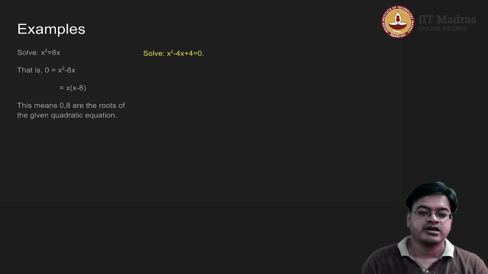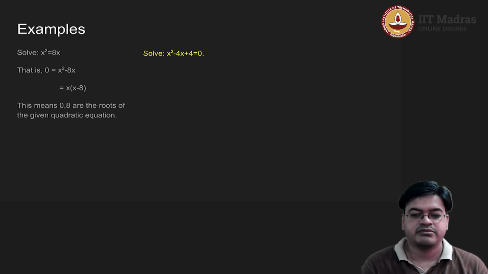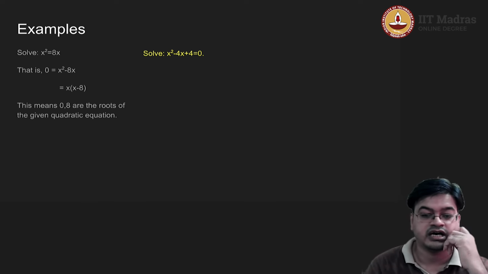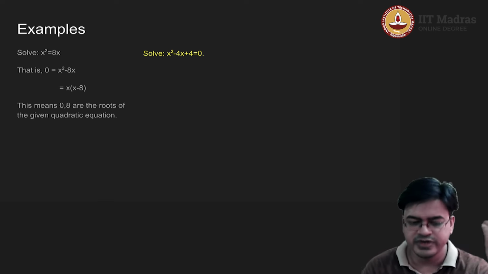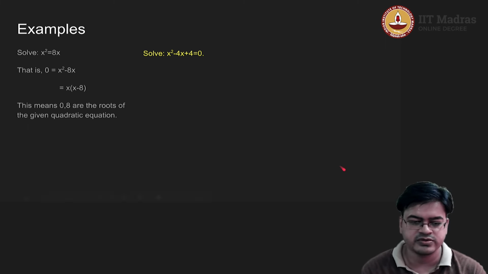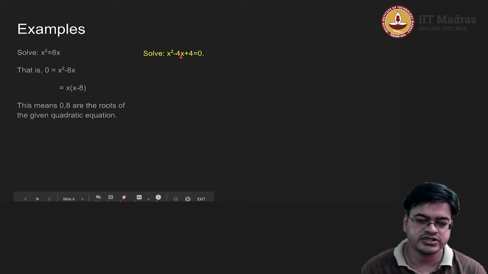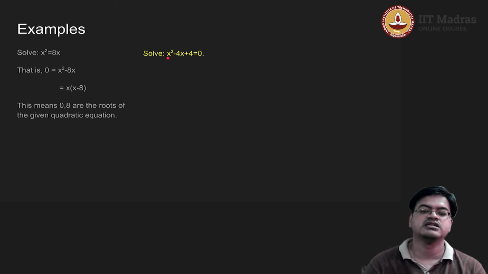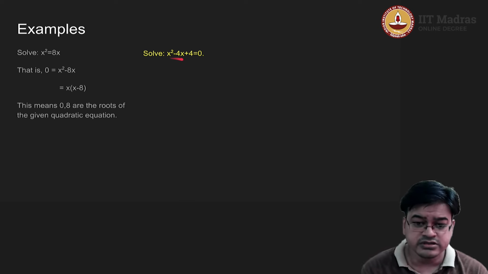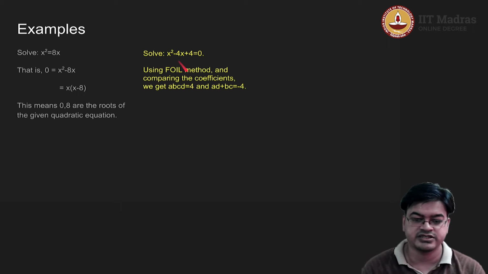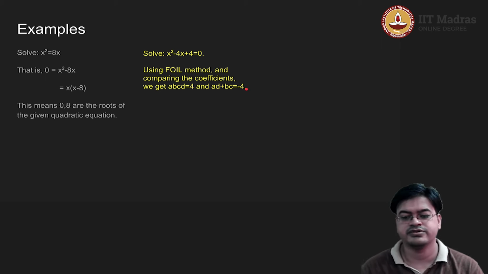Right? Now let us take another example. X square minus 4x plus 4 is equal to 0. Now in this case, you will use the FOIL method obviously, but the essence of the FOIL method reduces to that the coefficient of x is of the form AD plus BC, and the product of this and this is ABCD. So the product ABCD is 4 and AD plus BC is minus 4. This is what it reduces to.